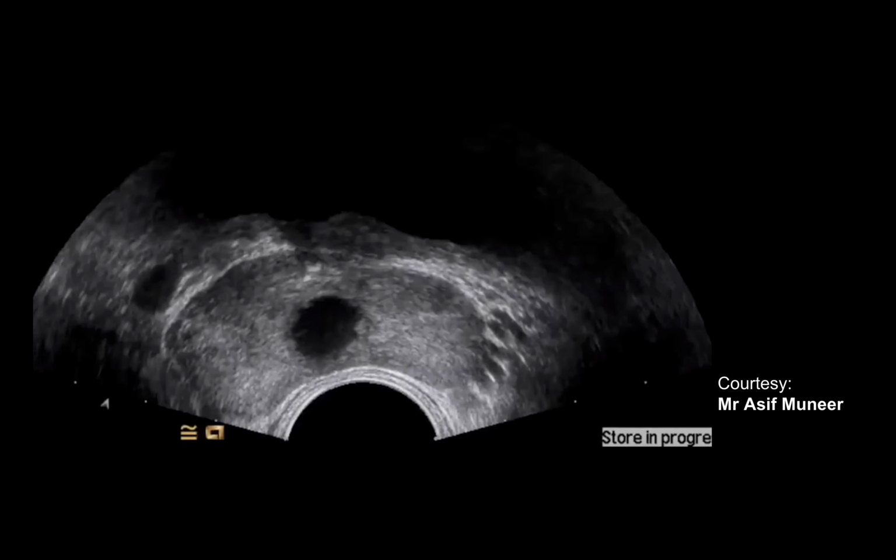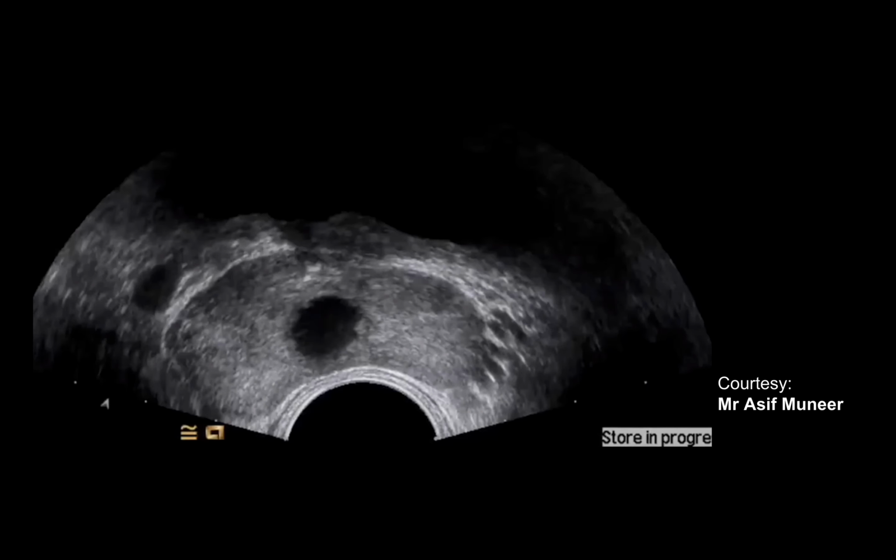Okay, so what are you going to do? Because we have done the TURED, our aim is to go ahead with the natural conception method. So we will encourage the patient to continue with the natural conception method and see if he can father a child.